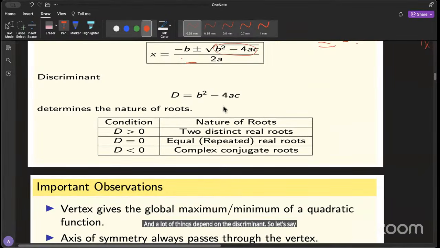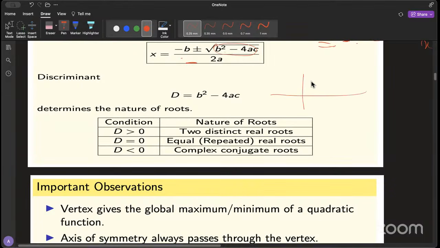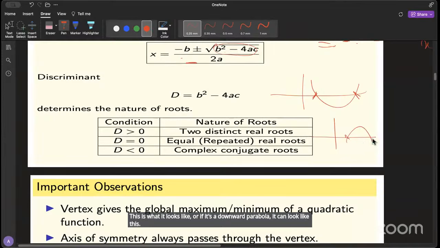So let's say if your discriminant is positive, then we say we have two distinct real roots. Two distinct real roots mean your parabola would be this. One real root here, one real root here. So this is what it looks like. Or if it's a downward parabola, it can look like this. Right?